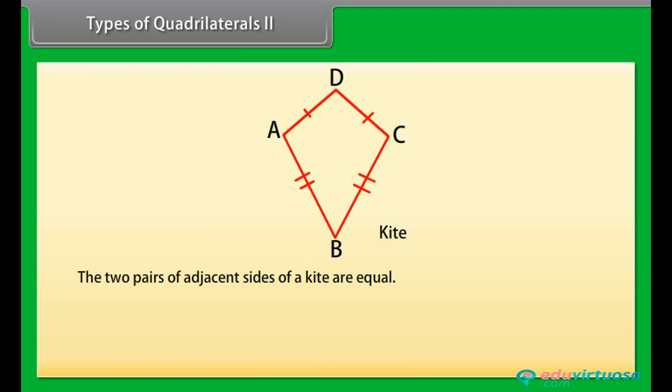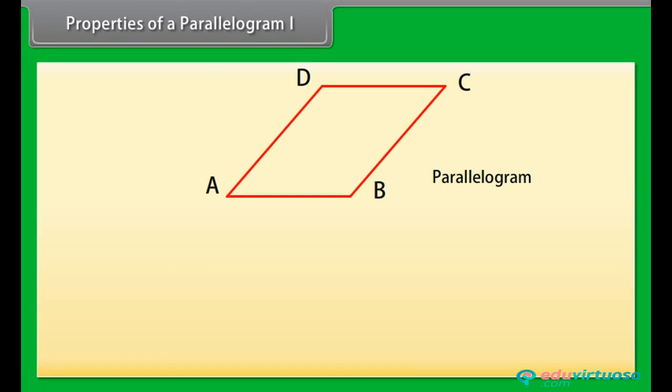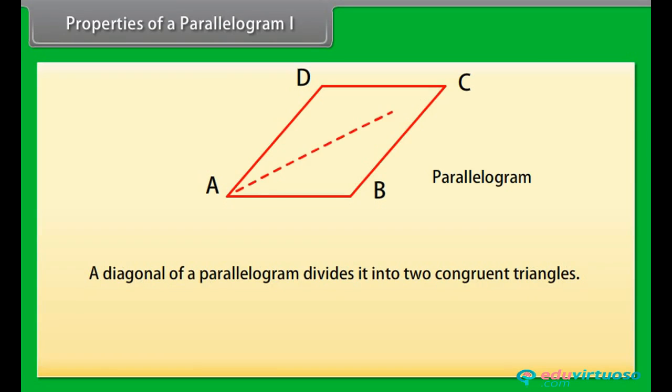The two pairs of adjacent sides of a kite are equal. Here AD is equal to DC and AB is equal to BC. So ABCD is a kite. Properties of a parallelogram 1. The property of a parallelogram says that a diagonal of a parallelogram divides it into two congruent triangles.